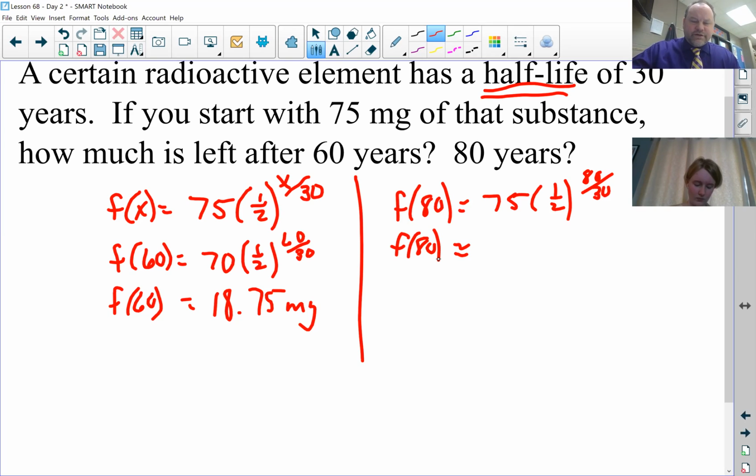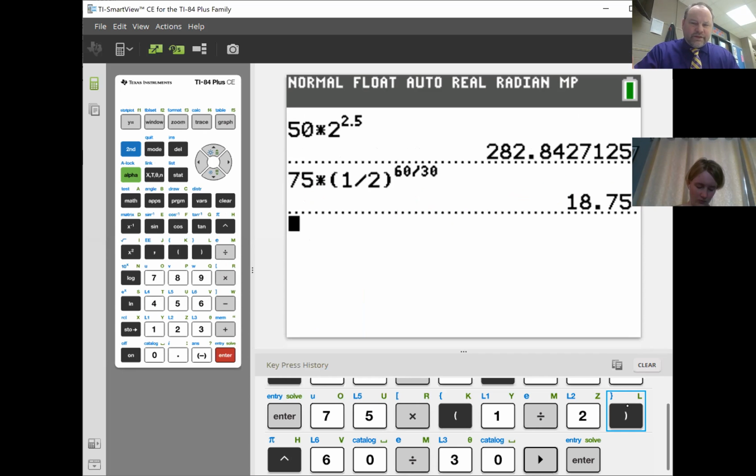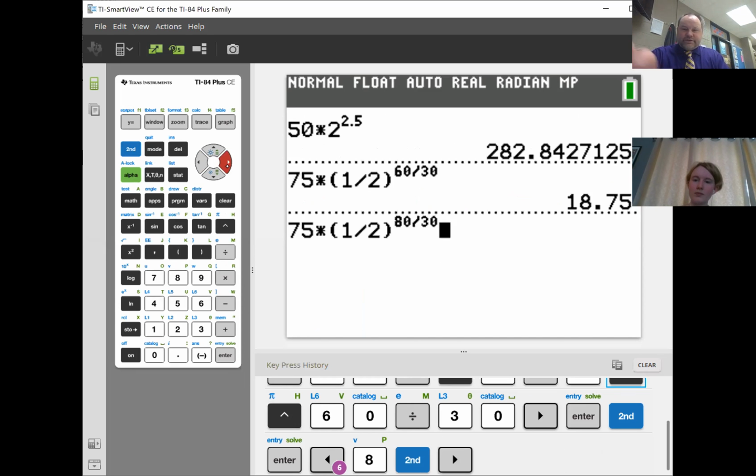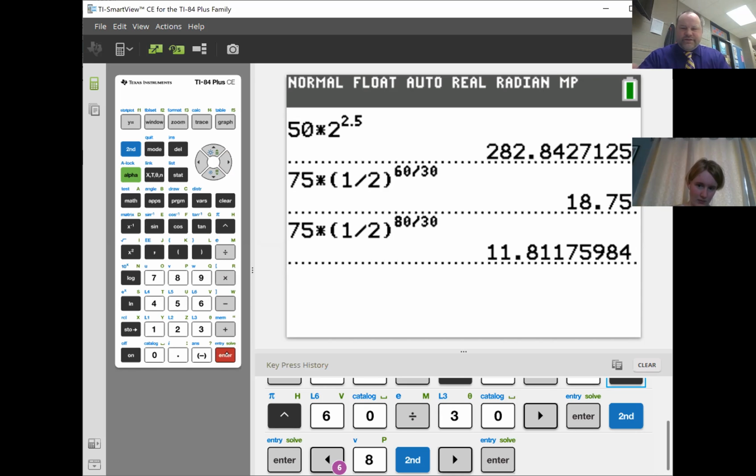All right, so let's take a look at that one. And again, I like the calculator because I can just go second enter and it brings back that last thing that I did. And plug 80 in there. And so it's a longer period. We should have less substance after the 80 years. And in this case, we see it is less. Let's go 2 decimal places. 11.81 would be a great rounded answer.